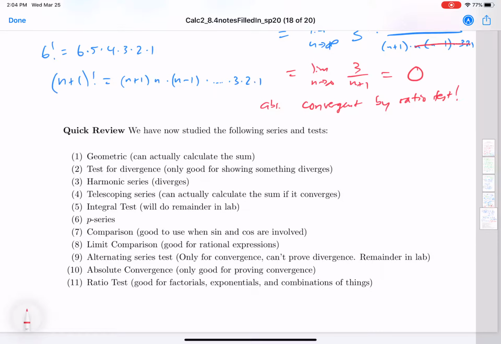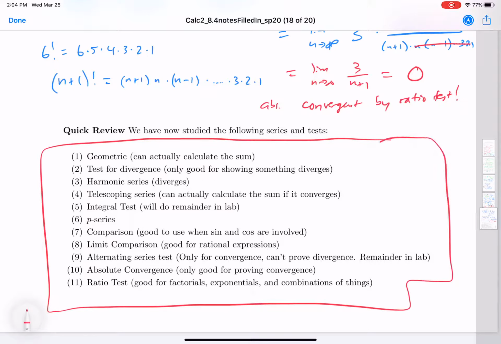So a quick review. These are all of the tests we've looked at so far, all the series and tests. And I just wanted to write them all out in one spot. Hopefully you've maybe been keeping track of these on your own. And also tell you what some of the things are useful for, in terms of if they have a certain expression or something like that, how you can maybe tell what test is going to work well.